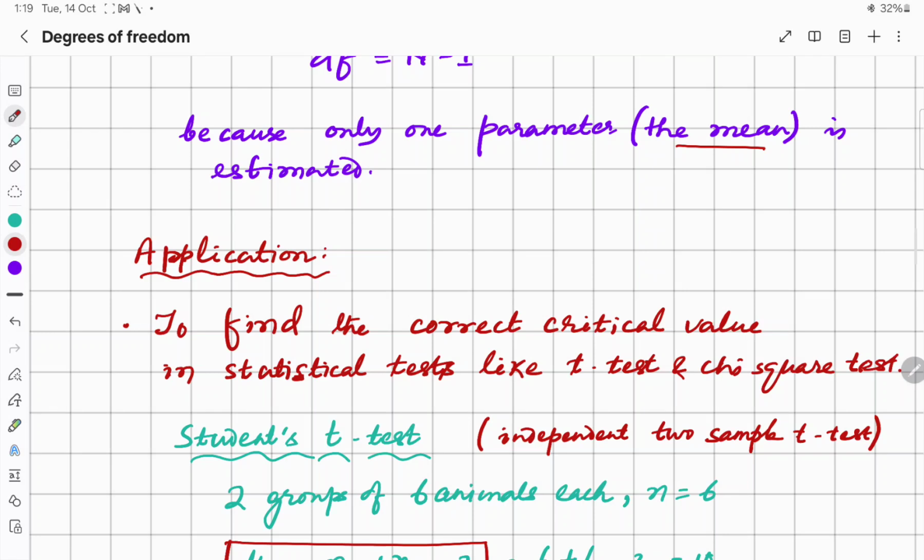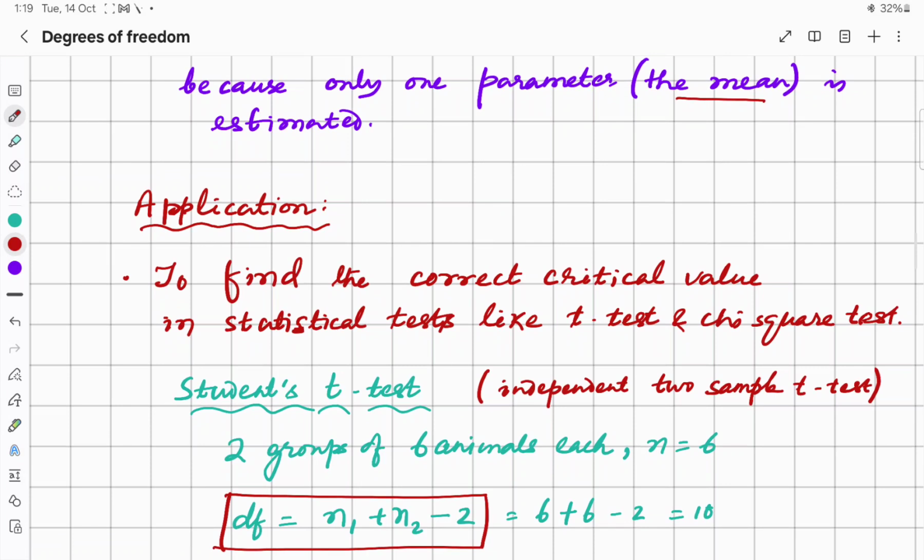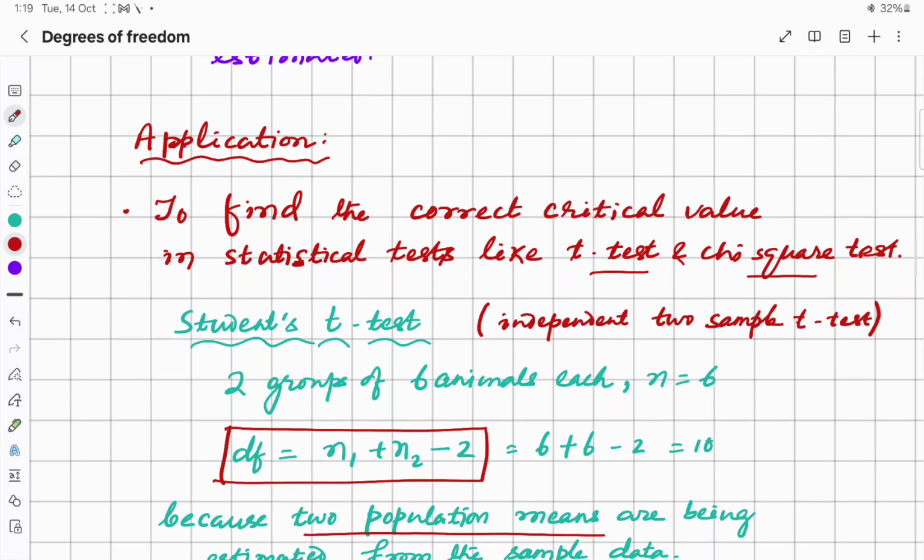So we can have applications. The major application of this degree of freedom is to find the correct critical value in statistical tests like t-test and chi-square test. For example, Student's t-test. Student's t-test usually has 2 groups. So there are 2 independent samples. So we can say Student's t-test is an independent 2 sample t-test. So here, in case of an animal experiment, there will be 2 groups of animals, with 6 animals per group. So n is equal to 6 per group.